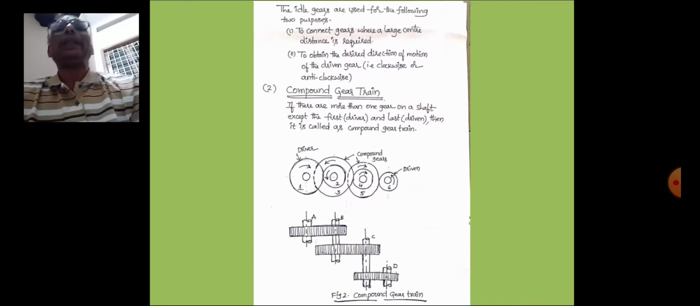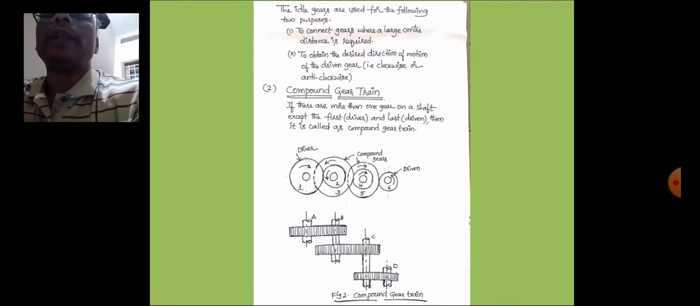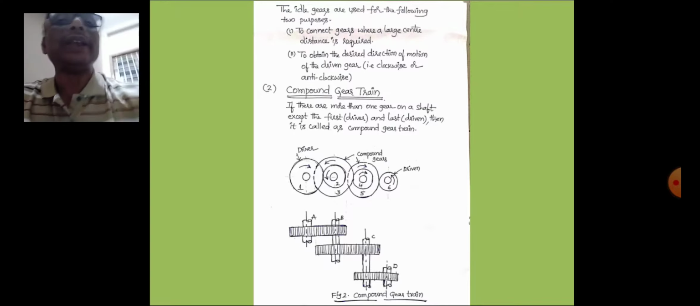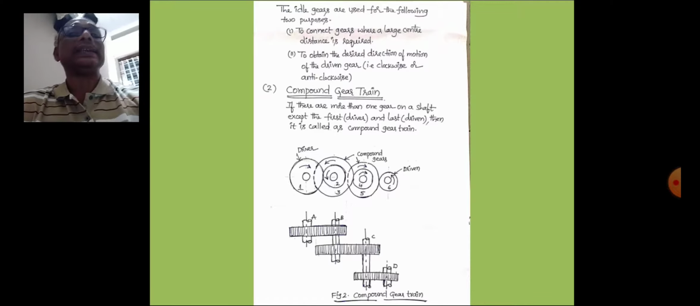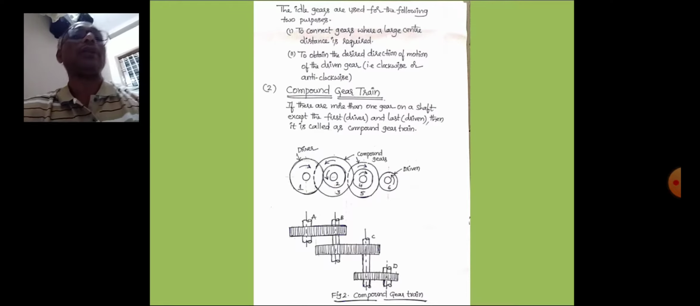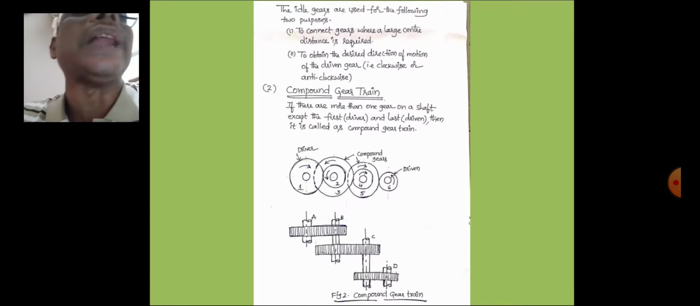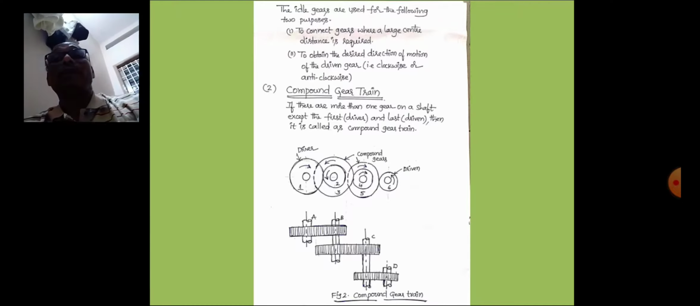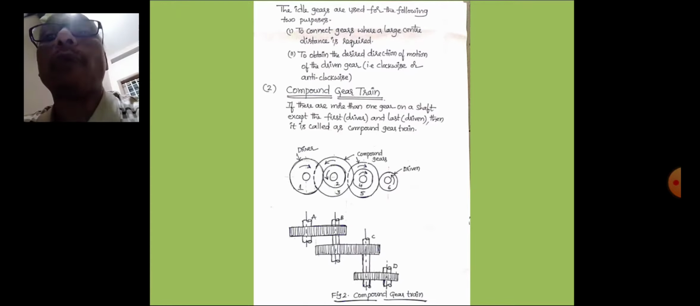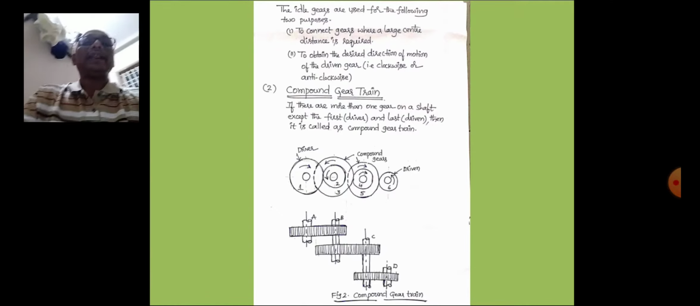Suppose I am interested not only in finding the velocity ratio while transmitting power, but I am also particularly interested in what direction the driven or the follower is to be rotated. If I want to rotate the follower in the same direction as the driver, then I'll go for an odd number of intermediate or idler gears between the driver and the driven. Suppose I want to rotate the driven gear in the opposite direction of the driver, then I will provide an even number of idler gears, 2, 4, 6 and so on.